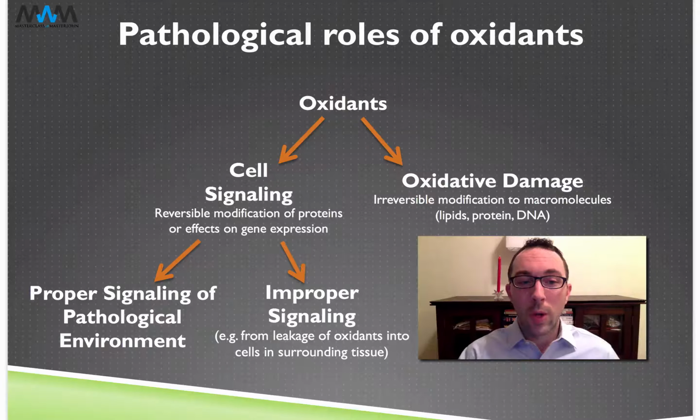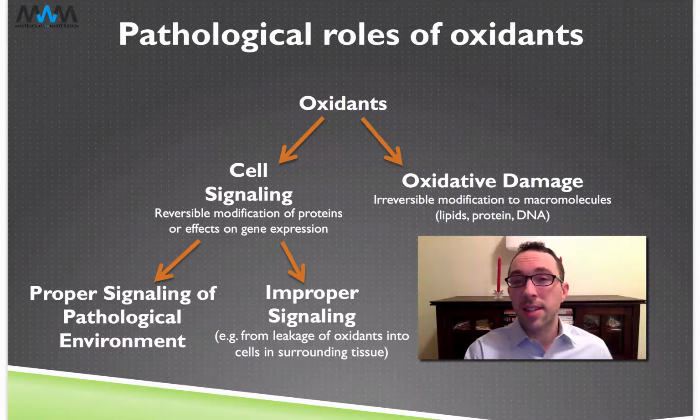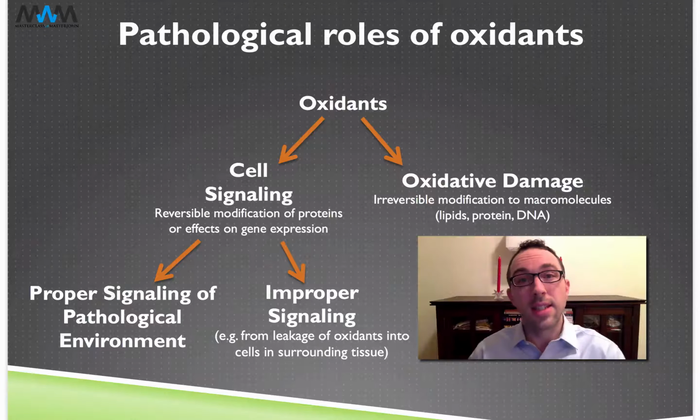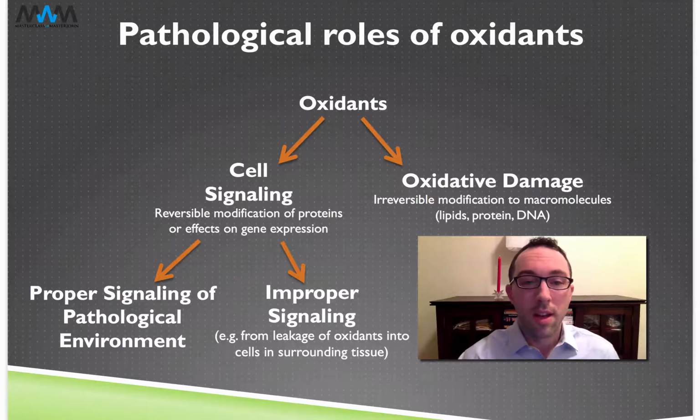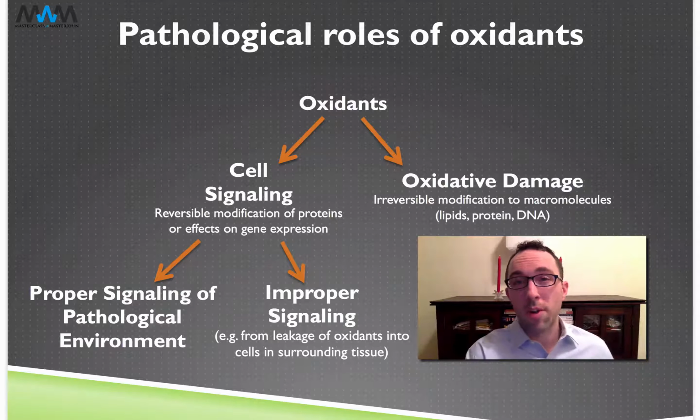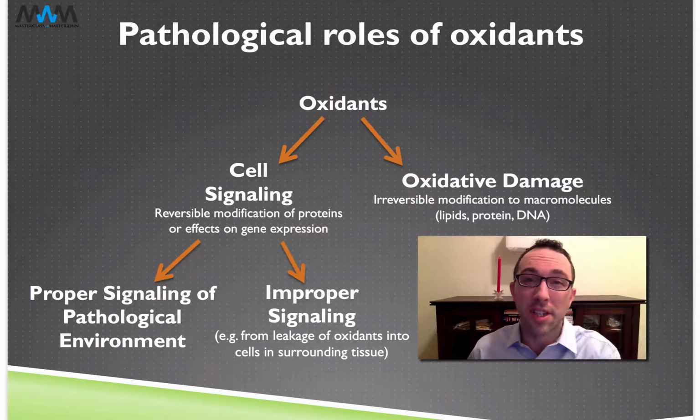So in that case, you can have the exact same mechanism, which is hydrogen peroxide communicates to take up less glucose into the cell, but in a healthful context, that's a healthful role, and in a disease-producing context, that's a disease-producing role. In addition to that, we could have improper cell signaling, and that would be when oxidants leak out from one area where they're doing the right thing into another area where they're causing mischief.